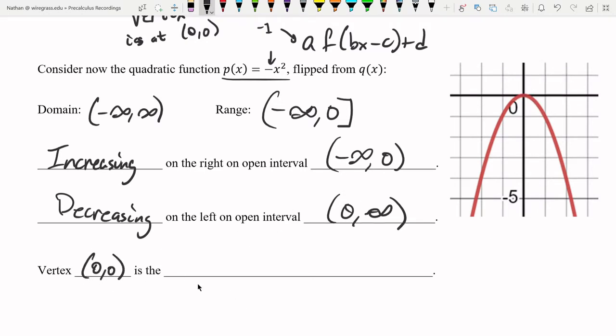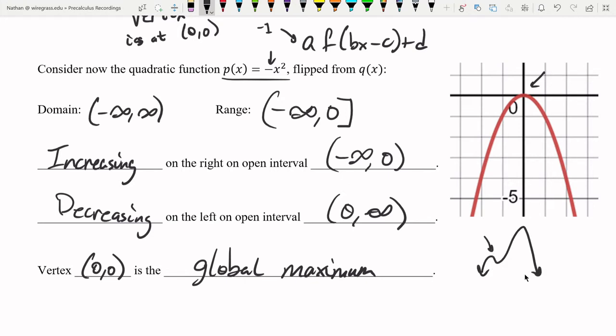And this is a global maximum, because this is the highest value the function ever reaches at this point. You can also say local maximums for ones that are like this. That would be a local maximum. This would also be a local maximum just for a small period, but it's also the global maximum for that function that I've drawn.